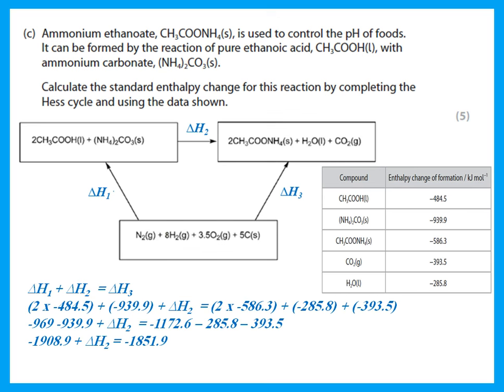The other side is formation of 2 moles of ammonium ethanoate, so that is 2 times that number from the table, plus formation of 1 mole of water and formation of 1 mole of CO2. And solving for delta H, we get that delta H that we're looking for is plus 57 kilojoule per mole.